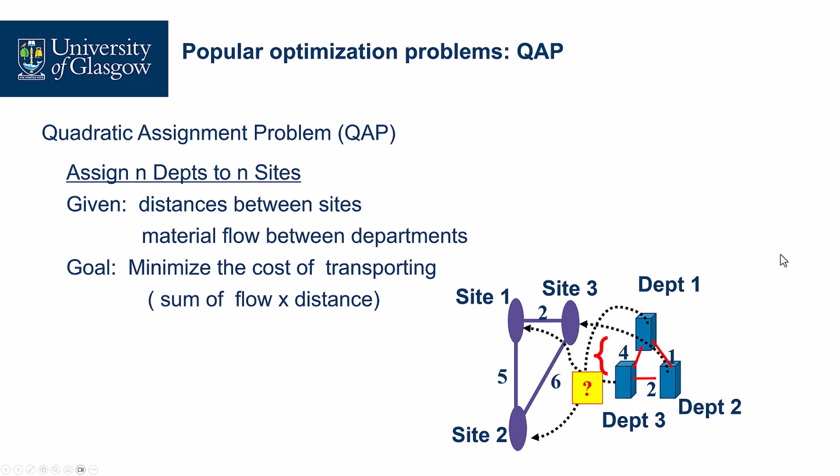So for this problem, what is the question? Departments 1 to 3 should go to which sites? In that way, we can minimize the total cost of transporting.